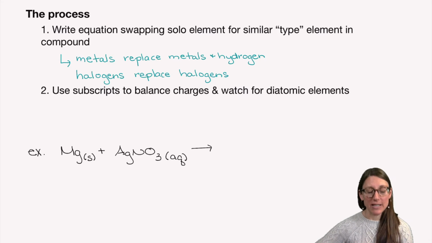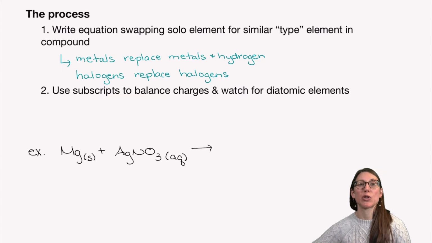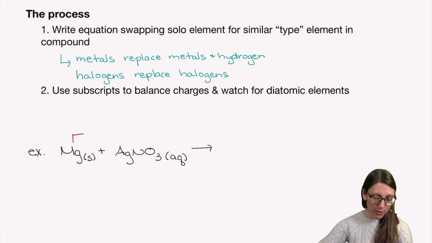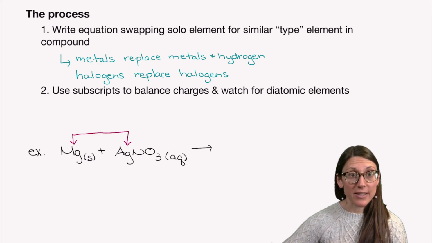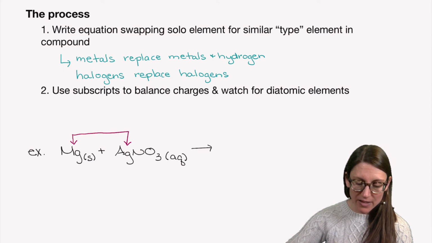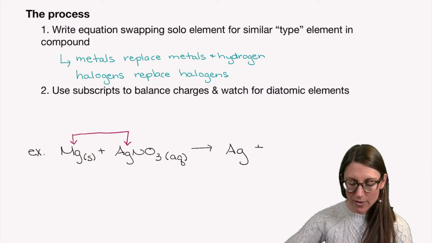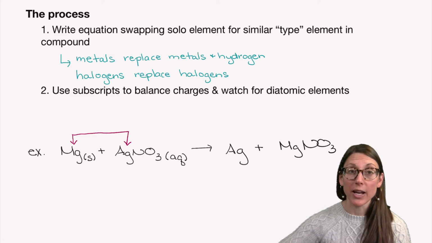First one, I have magnesium metal reacting with silver nitrate solution. So magnesium is a metal, and so it's going to take the place of the silver, which is the other metal. So these guys are going to swap places, and as a result, the silver ends up being on its own on the other side, and then the magnesium is going to be combined with the nitrate.